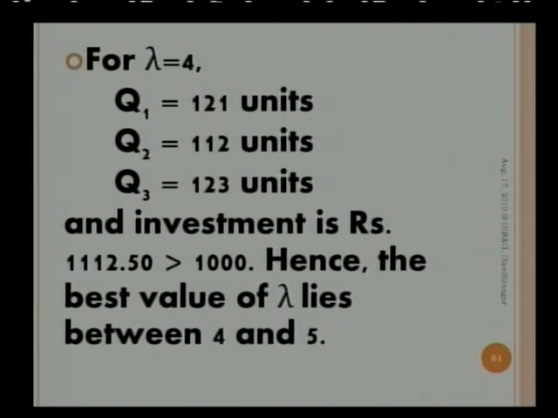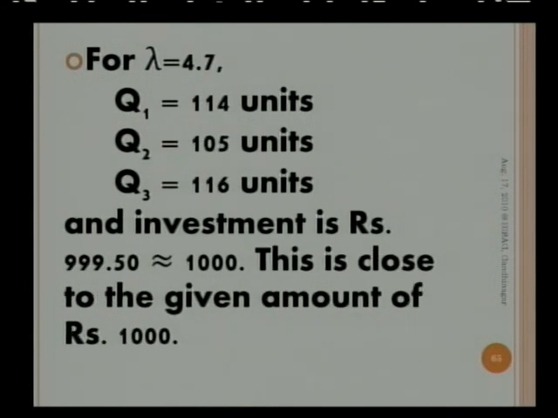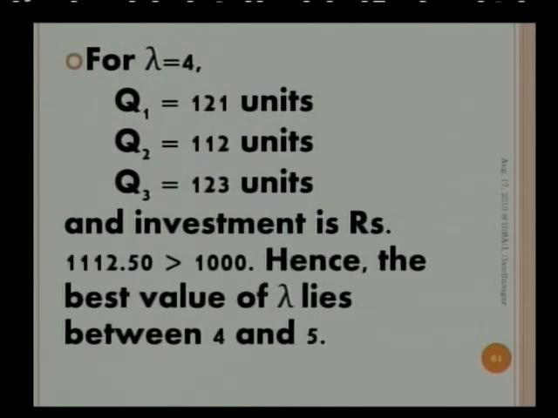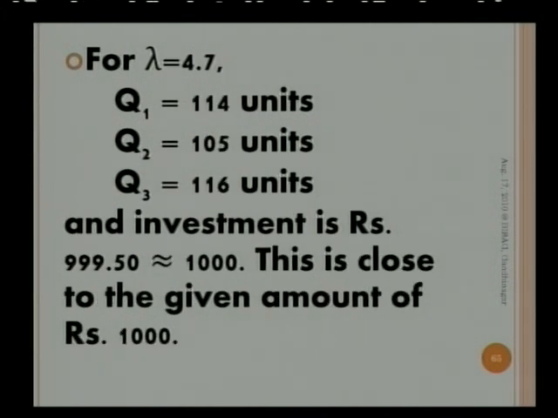From that we have the information that Q1 is 121 units, Q2 is 112 units and Q3 is 123 units. That gives me the total investment to be 1112.50 rupees, which is still larger than 1000. Hence the best value of lambda lies between 4 and 5. That we can make a judgment over here.